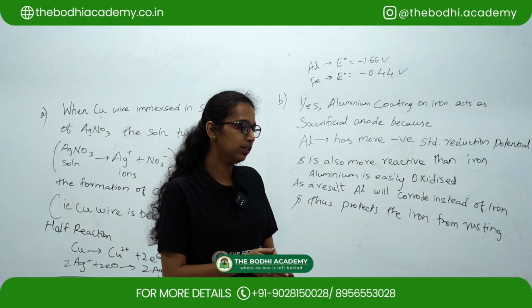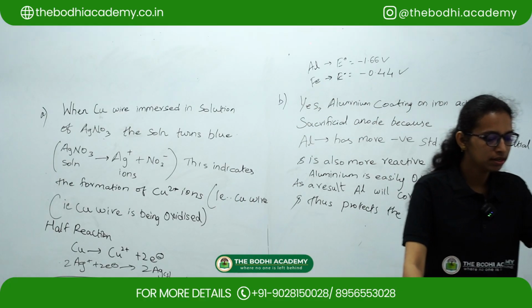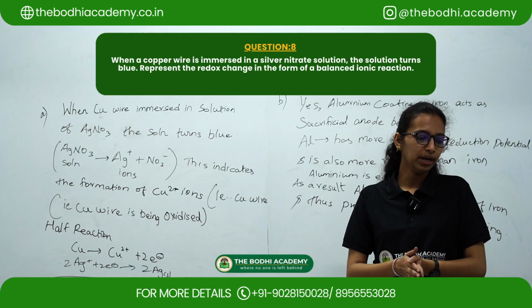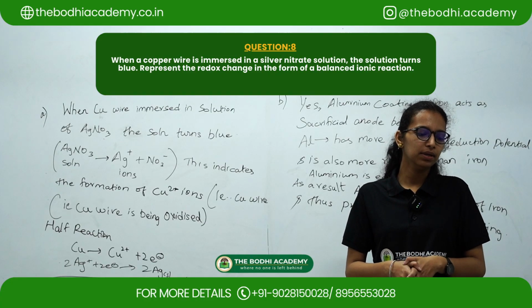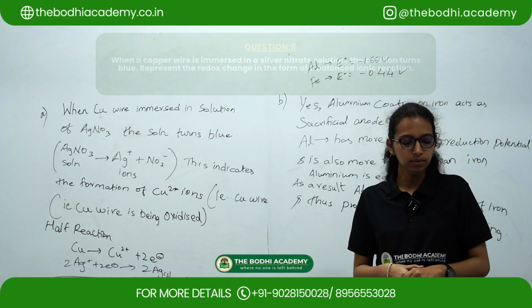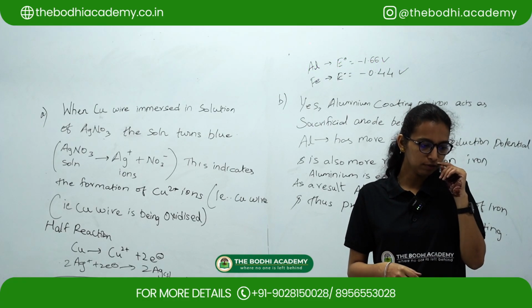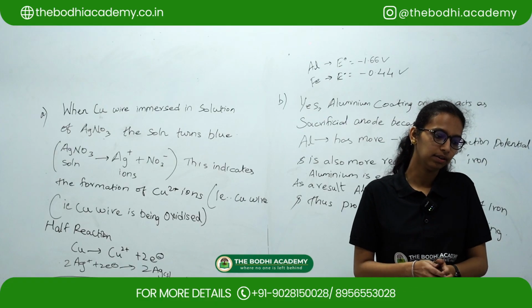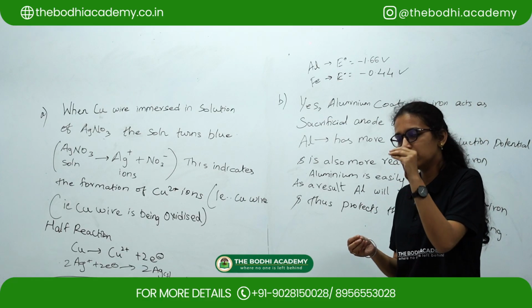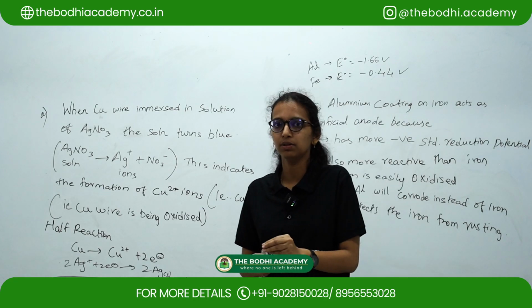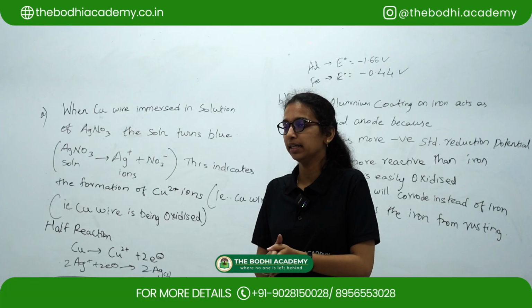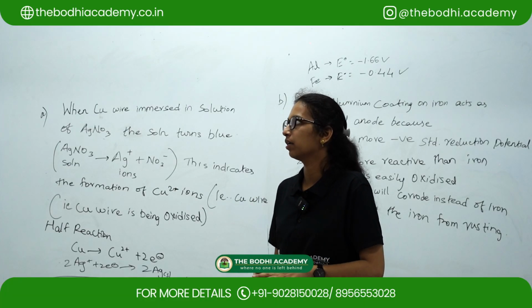Okay, let's start with the next question. Let's see what they have asked. The question is: when a piece of copper wire is immersed in a solution of silver nitrate, the solution becomes blue. Represent the redox change in the form of a balanced ionic reaction. So they have asked why the solution turns blue when you place a copper wire in a silver nitrate solution. What exactly is happening? What reaction is taking place because of which it turns blue?